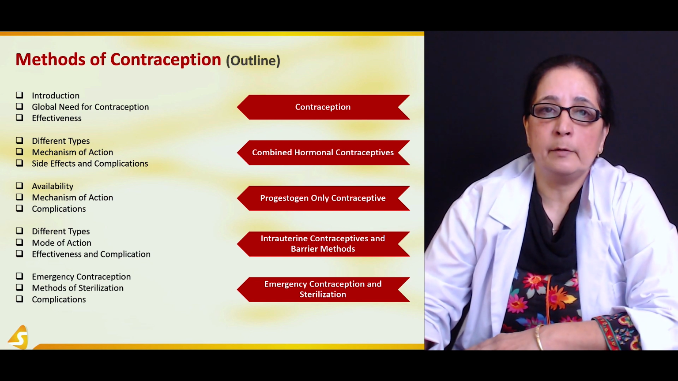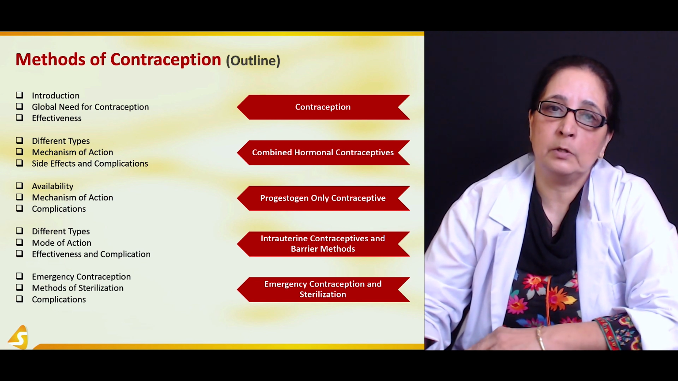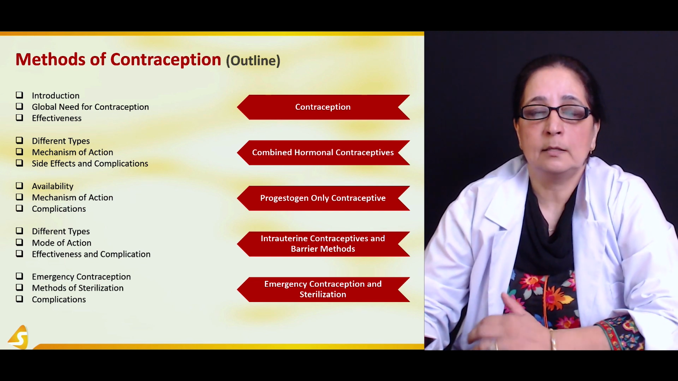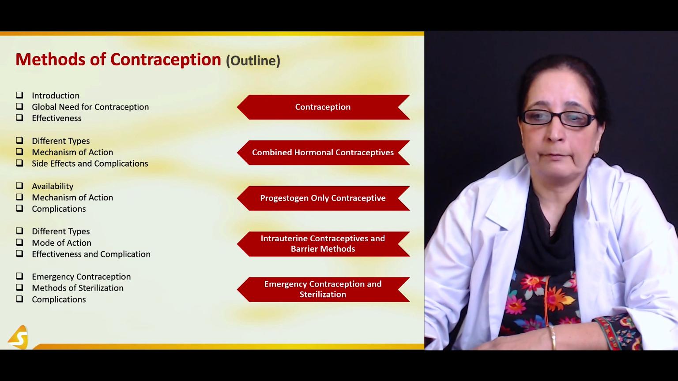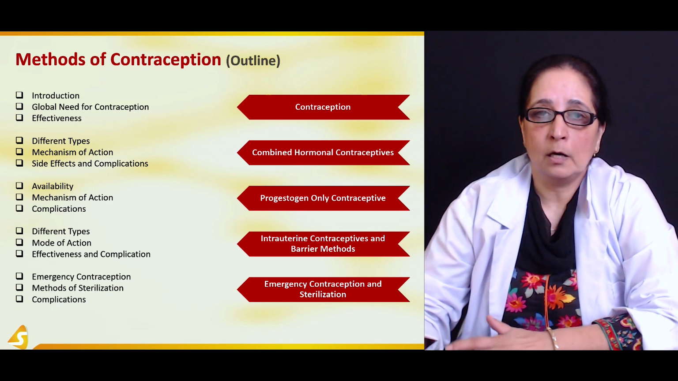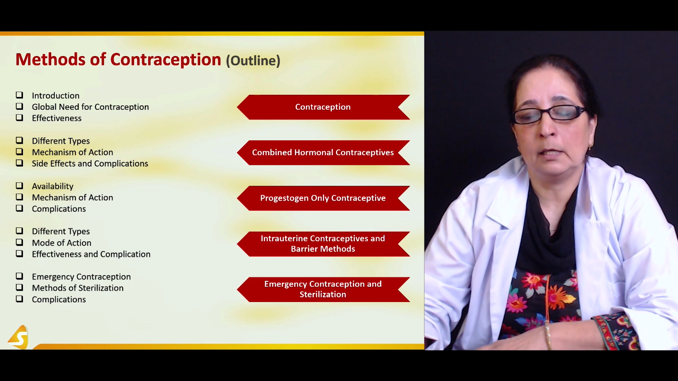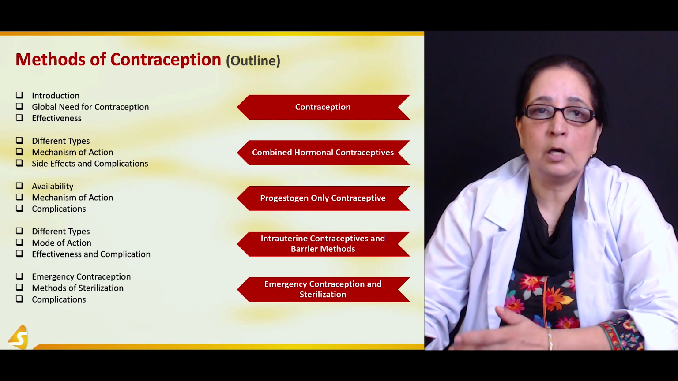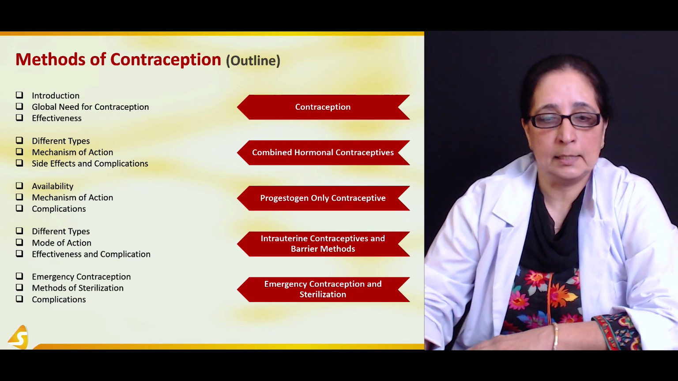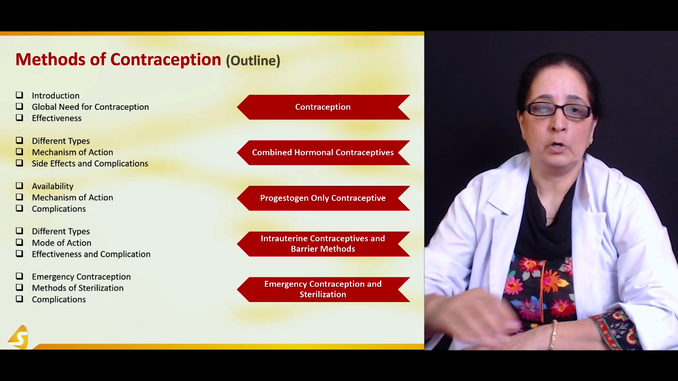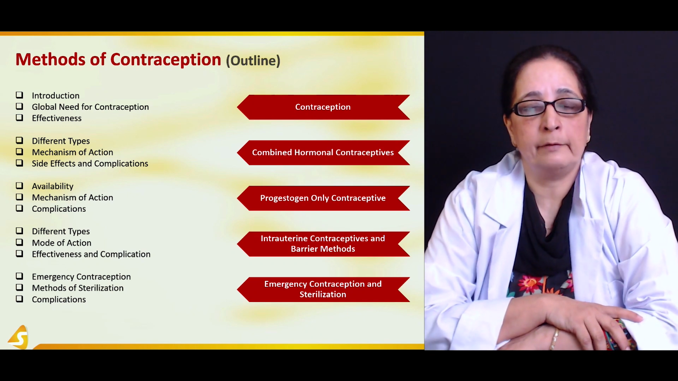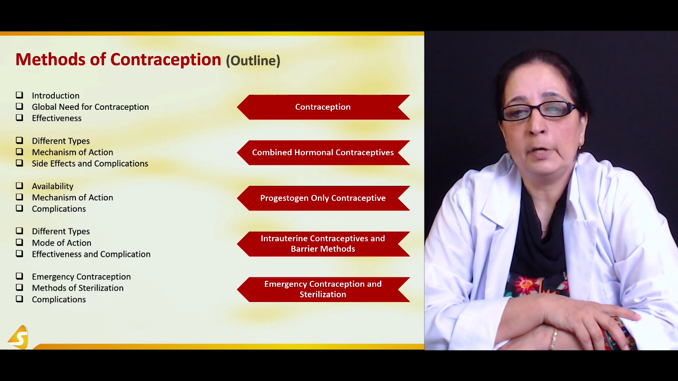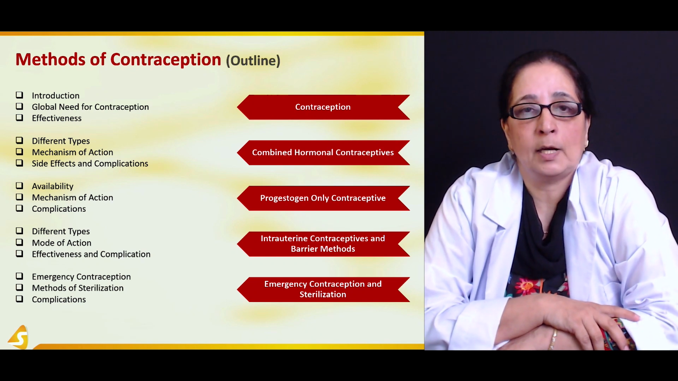And then the barrier methods, in which we will talk about different methods, which are the cervical cap, diaphragm, then the condoms, both male and female, which come under the barrier methods of contraception. So we will talk about different types, how they control conception, what their mode of action is, and also about the effectiveness and complications of intrauterine and barrier methods.